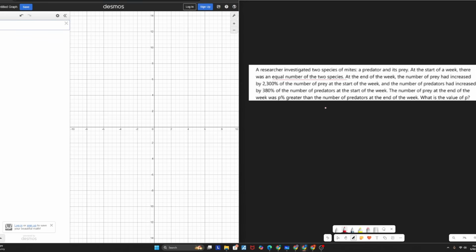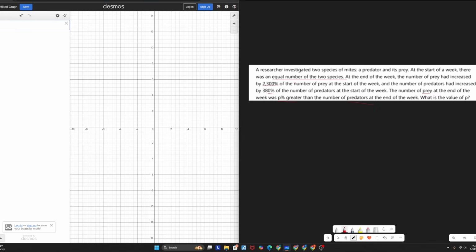A researcher investigated 2 species of mites, a predator and its prey. At the start of the week, there was an equal number of the 2 species, a very important detail. And at the end of the week, the number of prey had increased by 2,300% of the number of prey at the start of the week. And the number of predators had increased by 380% of the number of predators at the start of the week. The number of prey at the end of the week was p% greater than the number of predators at the end of the week. So prey is something more, so it's p% greater than predators. And what's the value of p?